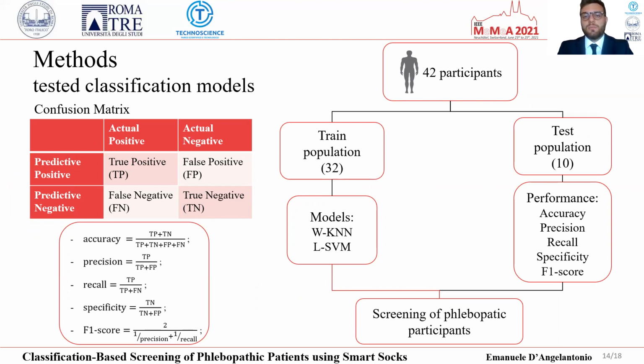The dataset was randomly divided into two distinct subsets, constituting the trained population and the test population. The first one is composed by 32 subjects, while the second one by 10 subjects, 5 healthy and 5 phlebopathic. The use of different subsets for training and testing is fundamental for having a true test for the realized models. In fact, in this way, the classifier never saw the subjects of the test population.